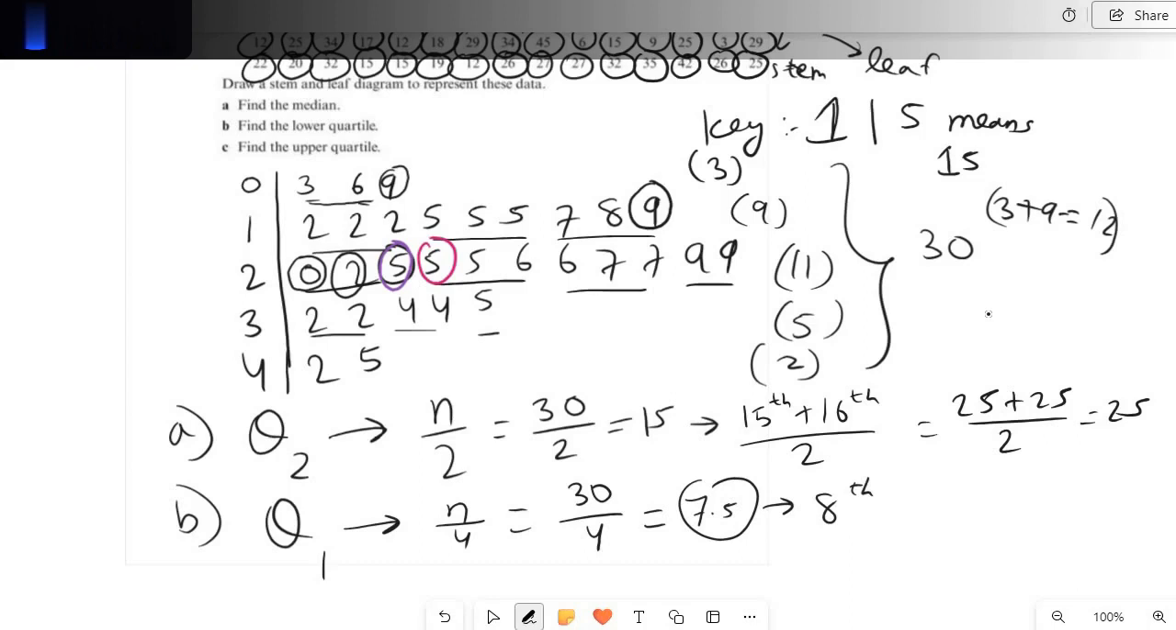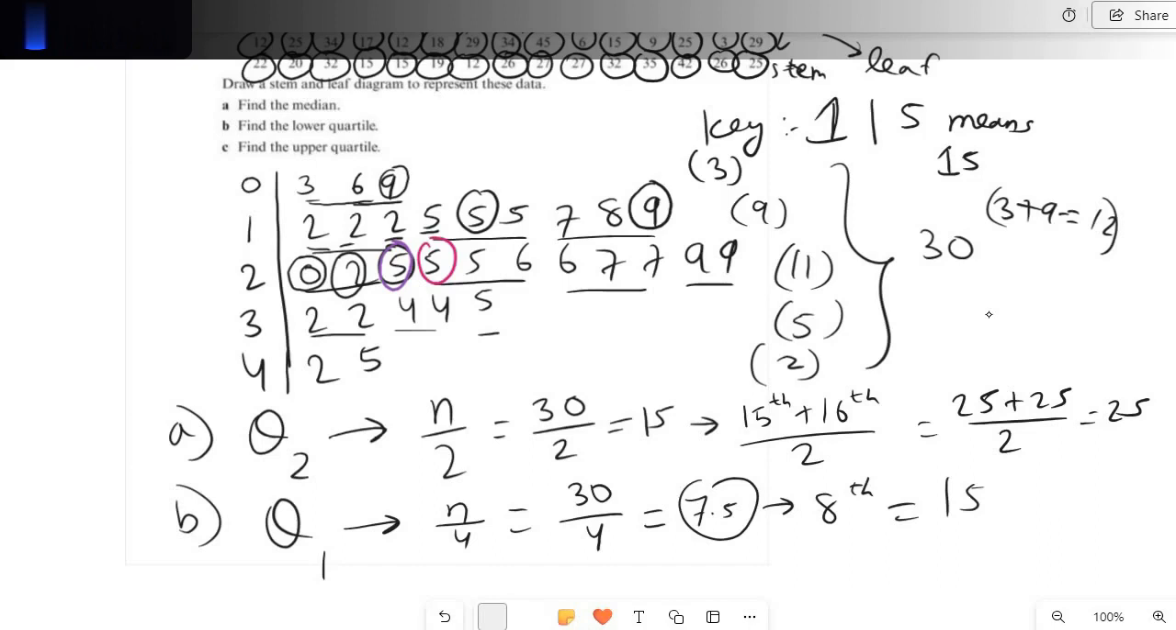Here the 8th term is going to be around in the second column. So this is 3, 4, 5, 6, 7, and 8. So the 8th term here is 15. Therefore, the lower quartile is simply going to be 15.